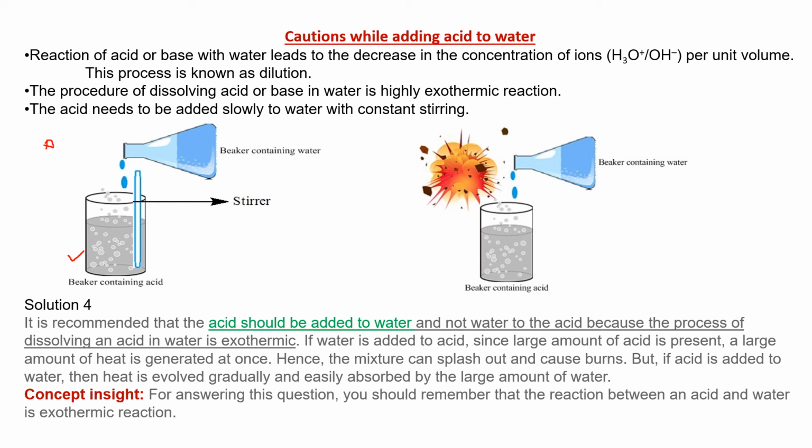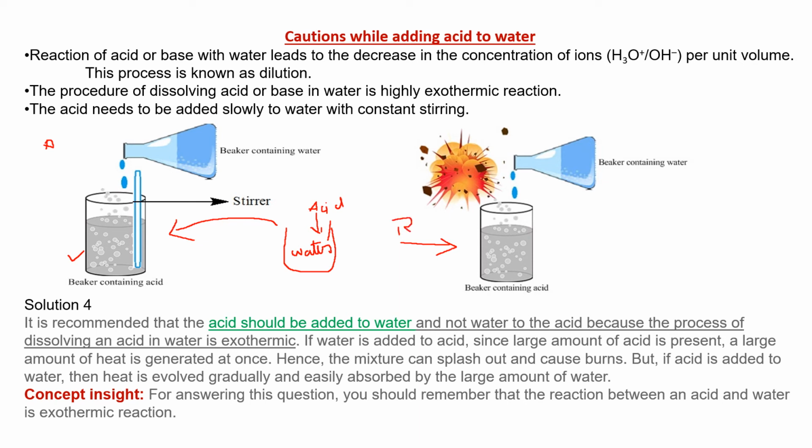His teacher told him, please don't mix water with acid. This is water and this is acid. His teacher told him to mix acid with water and continuously stir the solution. So this is what his teacher told. He did it all the way wrong, all the way opposite, vice versa. What happened? This is the result now.